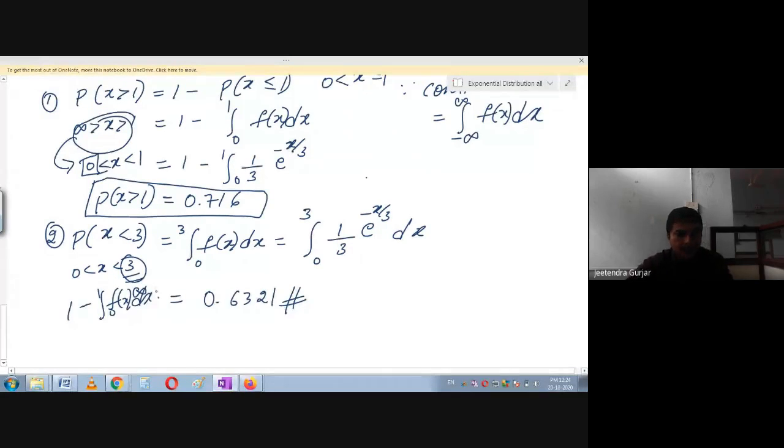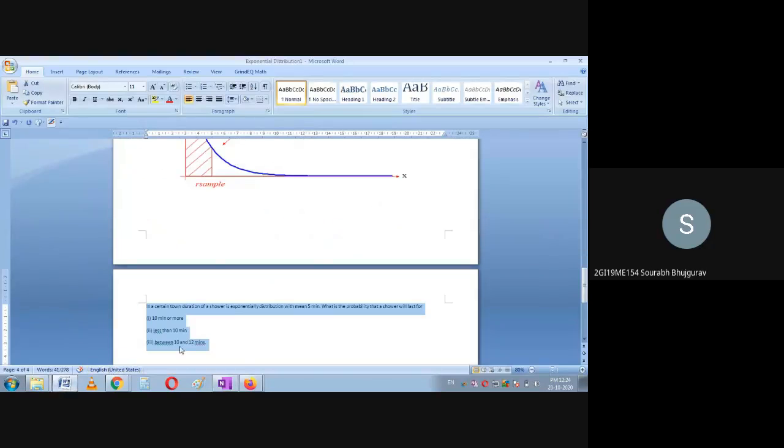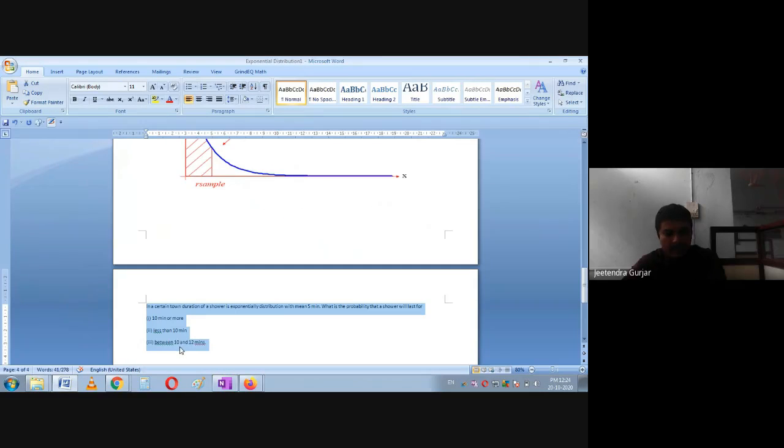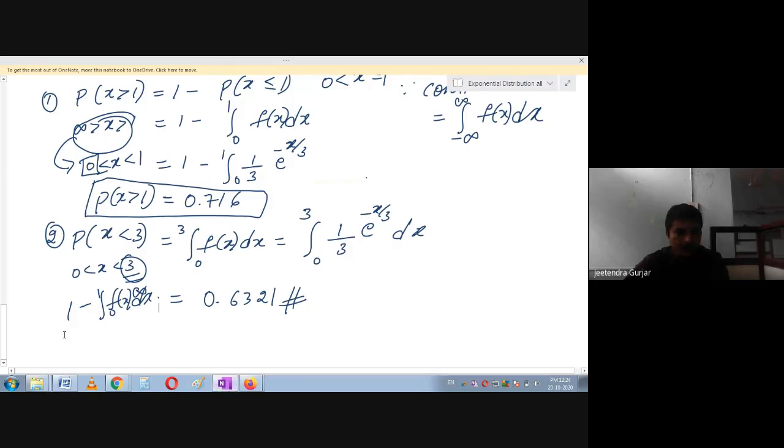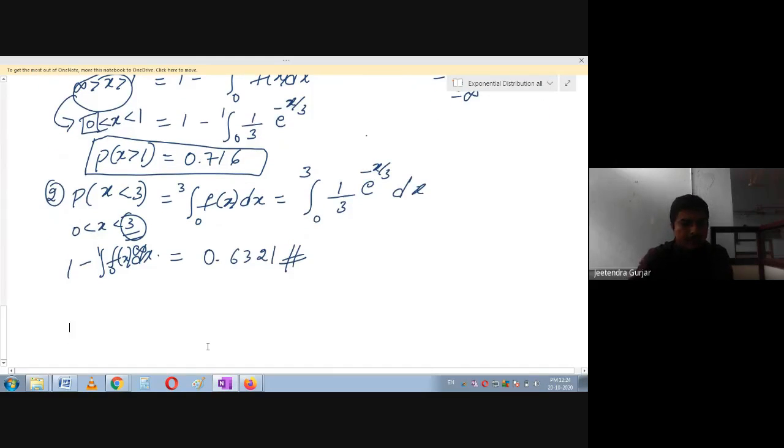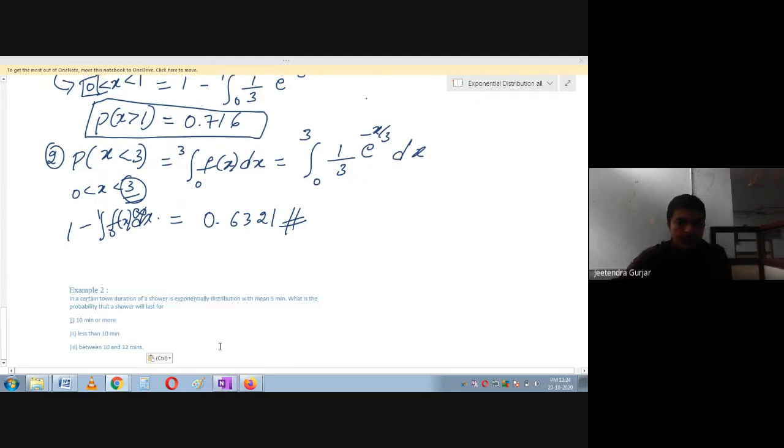Okay. So I think everyone got 0.6321. Yes, sir. Okay. So we'll go with the next example. Yes. So you can write down the next example, student. Example 2. So this is our example 2.